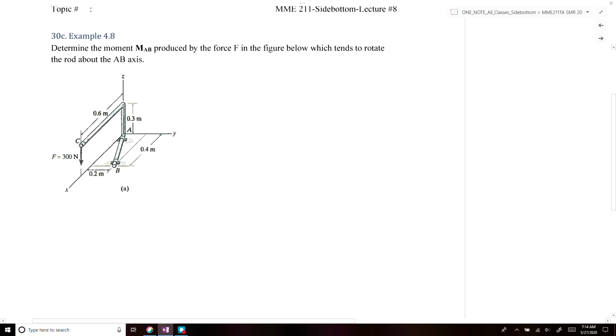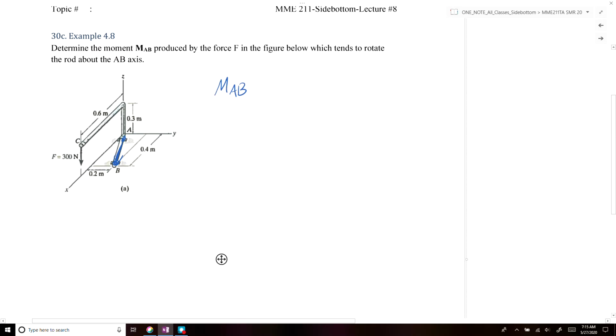In this problem, we have a frame that's fixed at points A and B, and we're asked to determine what would be the moment caused by the force applied at point C about the axis from point A to B.